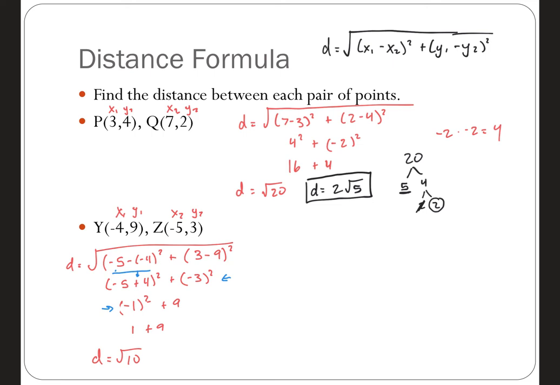Now, when we take the square root of 10 off to the side to see if it breaks down into a factor tree, our only two factors are 5 and 2. Neither of these are perfect squares, so it cannot be simplified any further. And our answer is going to stay, the distance is the square root of 10.